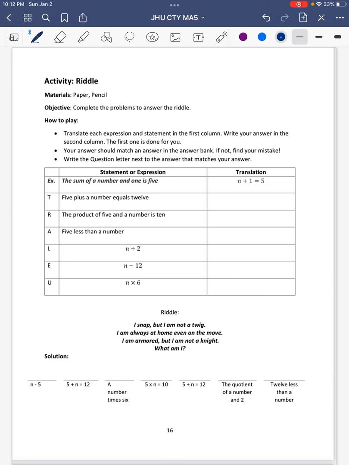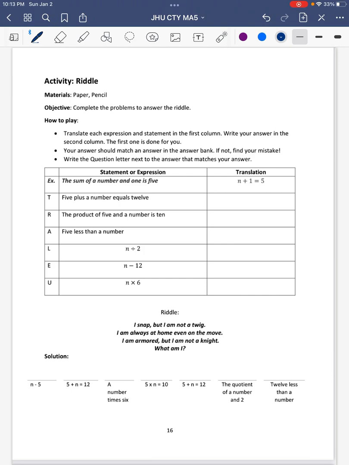So how to play. You are going to translate each expression and statement in the first column. Write your answer in the second column. The first one is done for you. So let's go ahead and look at the first one. Example, the sum of a number and 1 is 5.